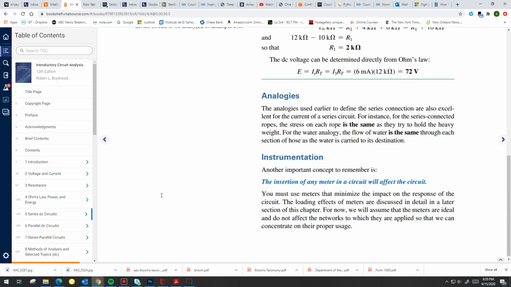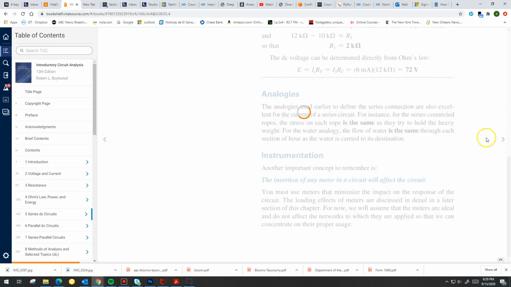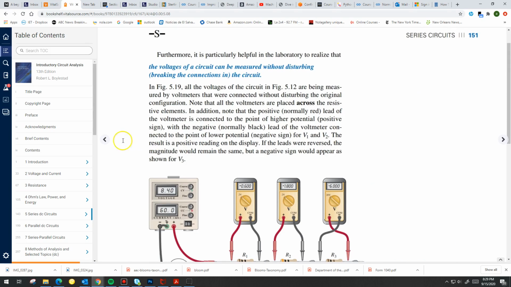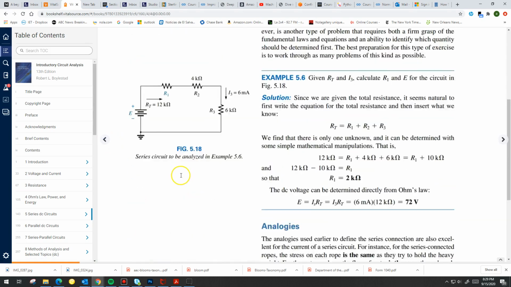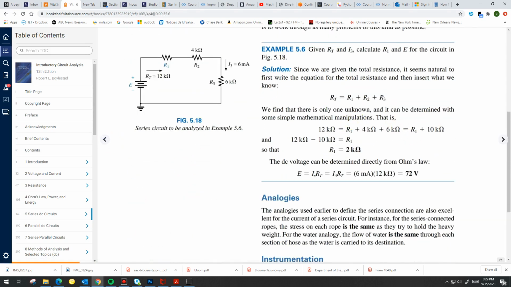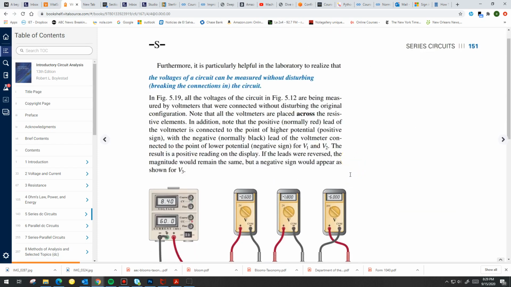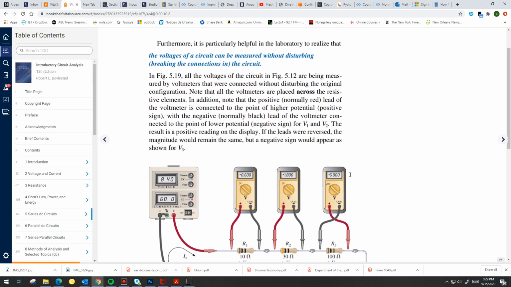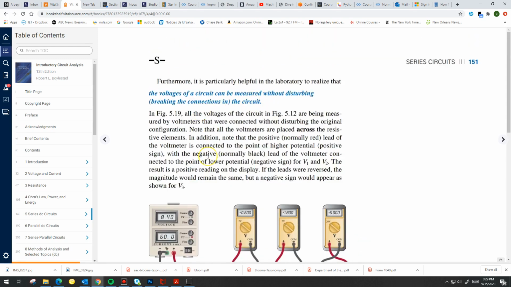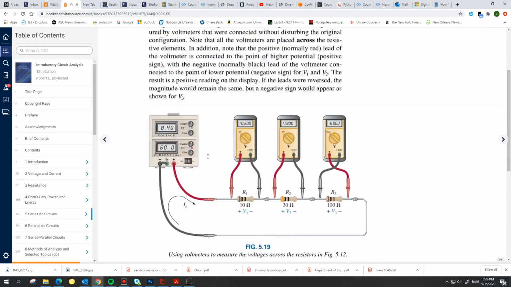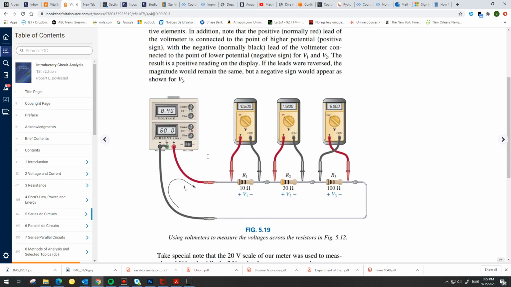All right, so make sure you are understanding those problems. Review them, make sure you get the same numbers, and make sure you're understanding. We're going to do some more of this stuff later in the lab, where we're actually going to be measuring voltages using the meters, in this case digital multimeters.